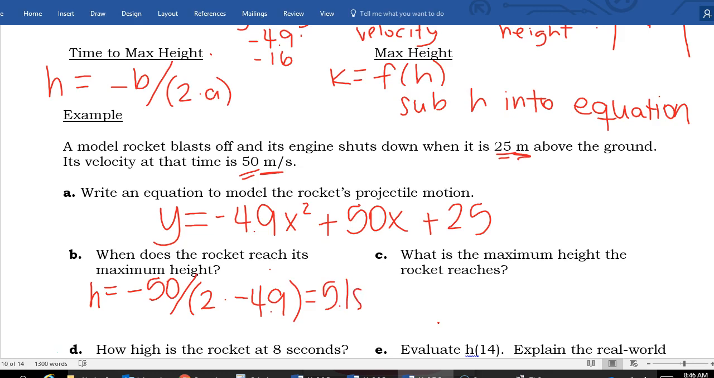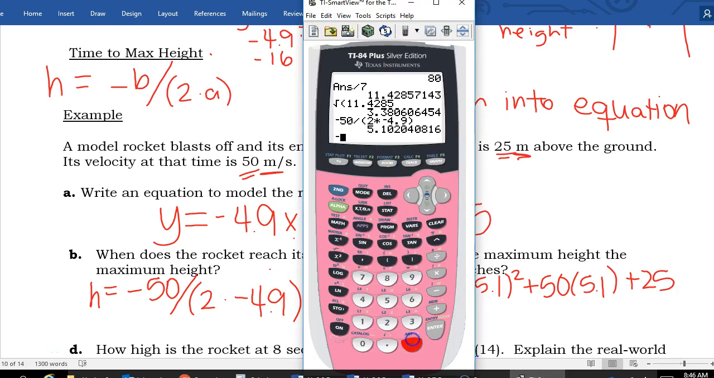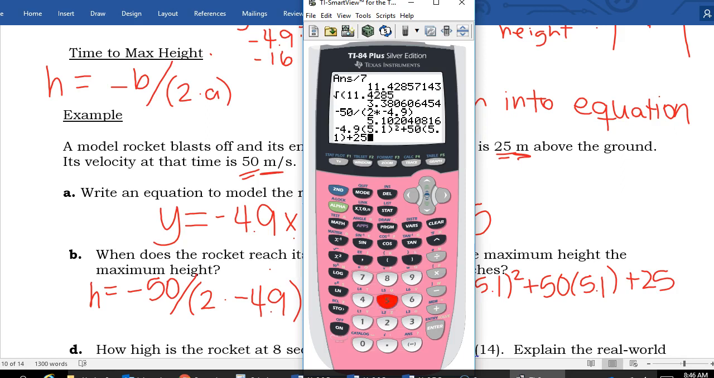And what is the maximum height? We're going to substitute 5.1 in for the x's of our original equation. So that's negative 4.9 times 5.1 squared plus 50 times 5.1 plus 25. That looks good. And I got 152.551. I'm going to round it to 152.6.